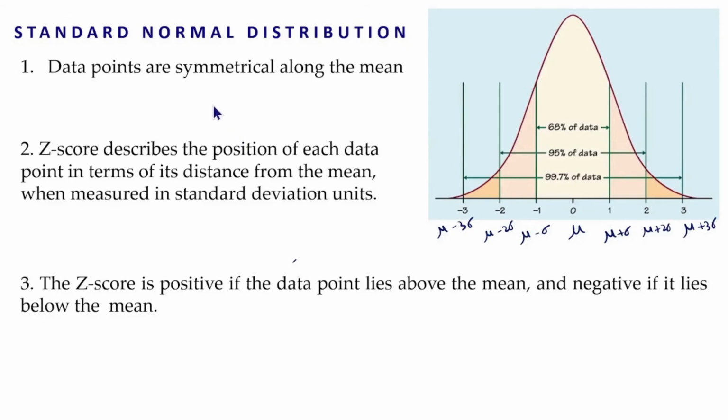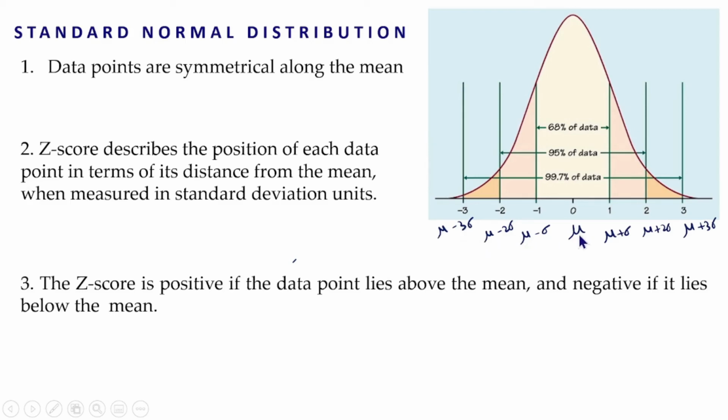Now we will see some more information about standard normal distribution. In normal distribution, we saw the curve is symmetrical along the mean. Again here also in standard normal distribution, the data points are symmetrical along the mean. This is the mean and the data points are symmetrical along the mean. If this is the normal distribution curve, then here we will have mu, mu plus sigma, mu plus 2 sigma and mu plus 3 sigma on one side, and on the other side we will have mu minus sigma, mu minus 2 sigma and mu minus 3 sigma.